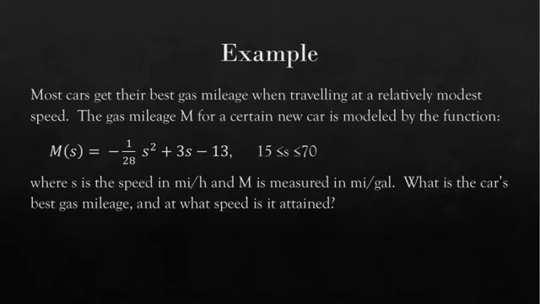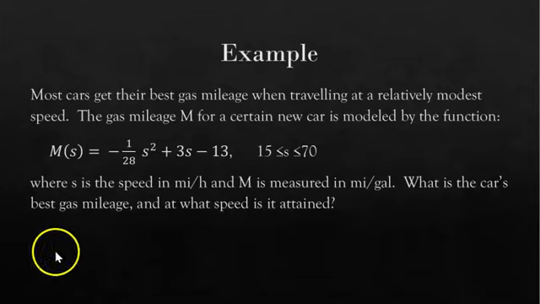Okay, this example is an application of parabolas and quadratic functions. I definitely recommend spending some time with this. This is something that people tend to struggle with on their tests and quizzes. The example says, most cars get their best gas mileage when traveling at a relatively modest speed. The gas mileage m for a certain new car is modeled by the function m of s, and they give it here. And they do clarify that s has to be between 15 and 70. They say s is the speed in miles per hour and m is measured in miles per gallon. What's the car's best gas mileage and at what speed is it attained?